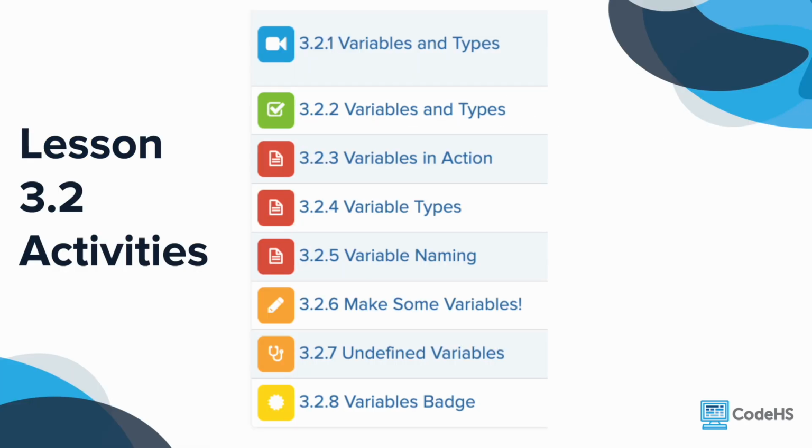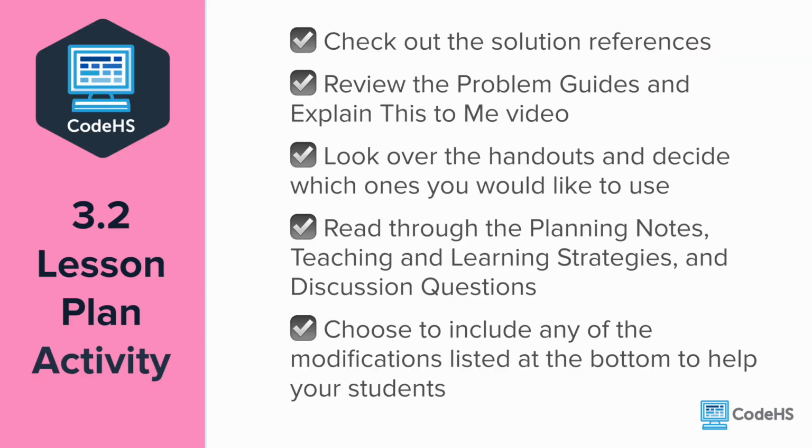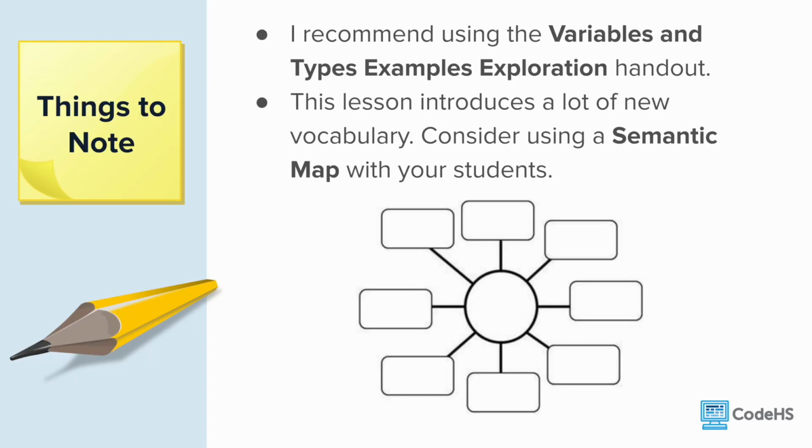In Lesson 3.2, students will be reintroduced to the concept of variables, which store information in a program to be used later. Students will also learn about 3 different variable types: strings, integers, and floating point numbers. Make sure to take a look at all of the resources for this lesson and complete the free response activity. In the lesson plan, I recommend using the Variables and Types Examples Exploration handout.